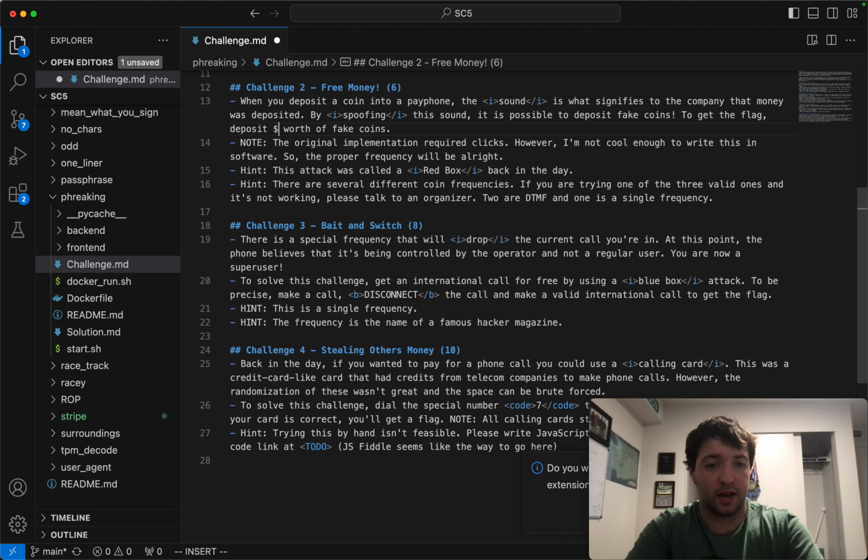I decided that 10 was too much. No, the original implementation required clicks. However, I'm not cool enough to write this in software, so the proper frequency will be all right.